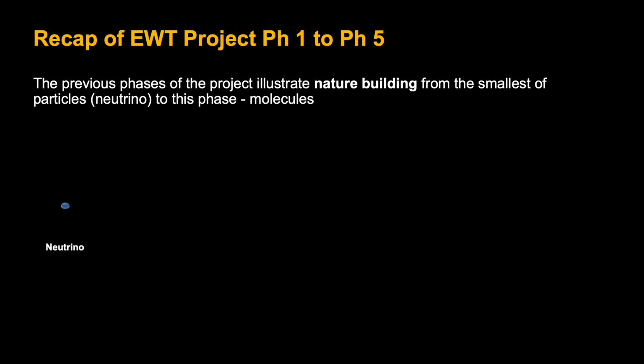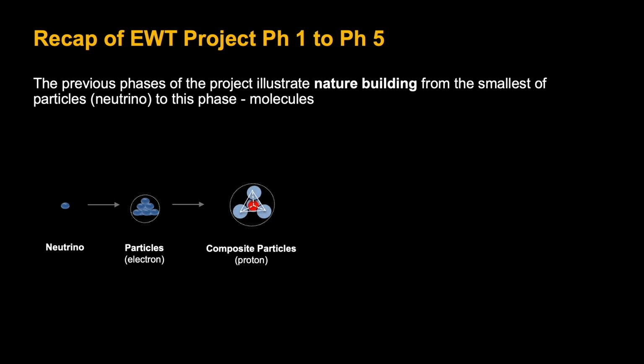Now let's just recap quickly the EWT project from phase 1 to phase 5, and I'll explain why. Phase 1 started to build from the smallest of particles, which was the neutrino. So phase 1 was space-time and the neutrino. Phase 2 was particles. Phase 3 was composite particles, such as proton. Phase 4 was atoms. Phase 5 was molecules.